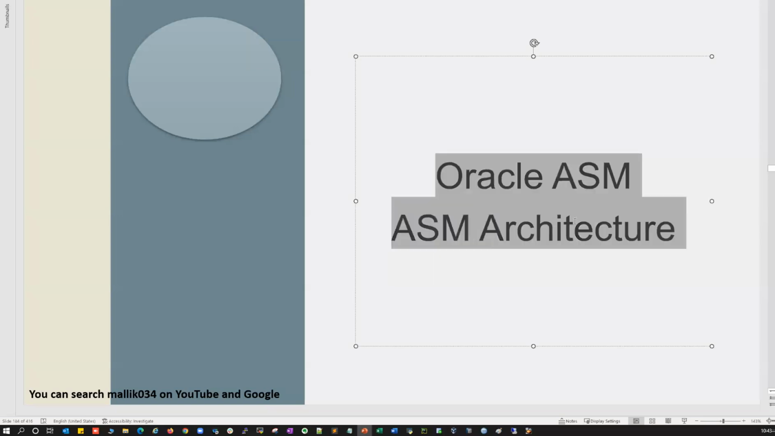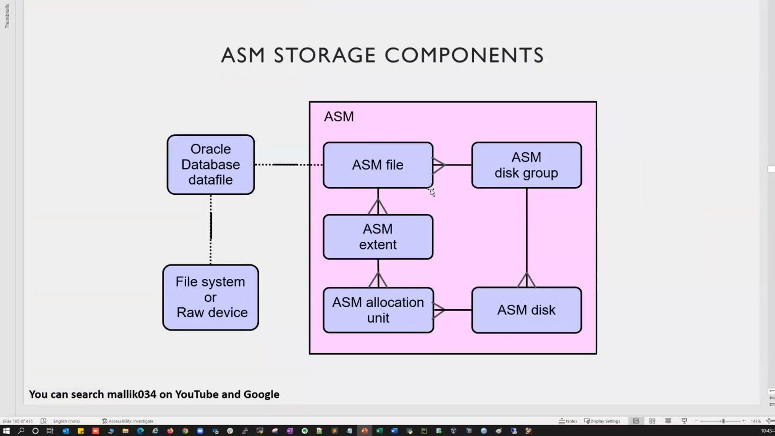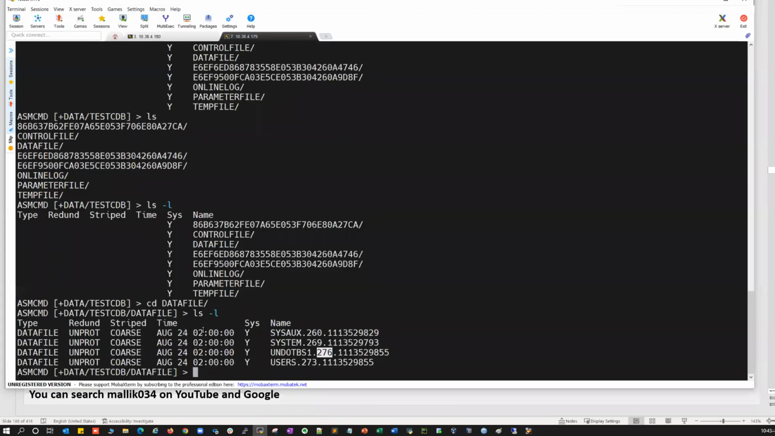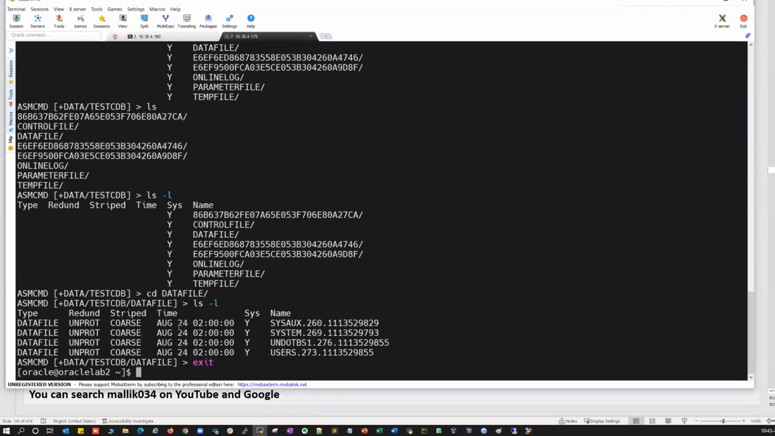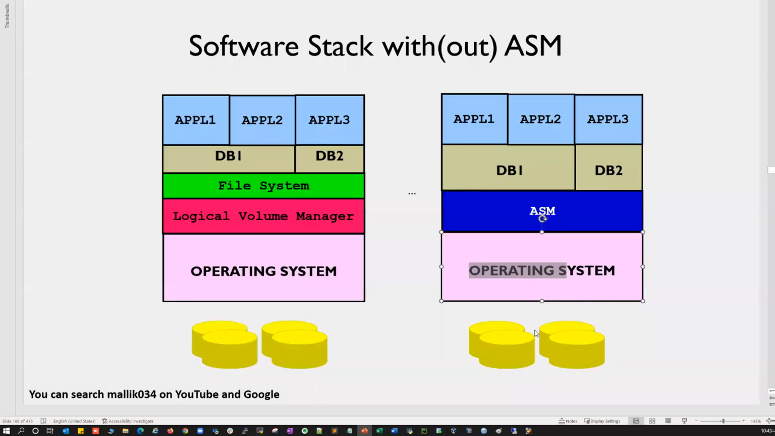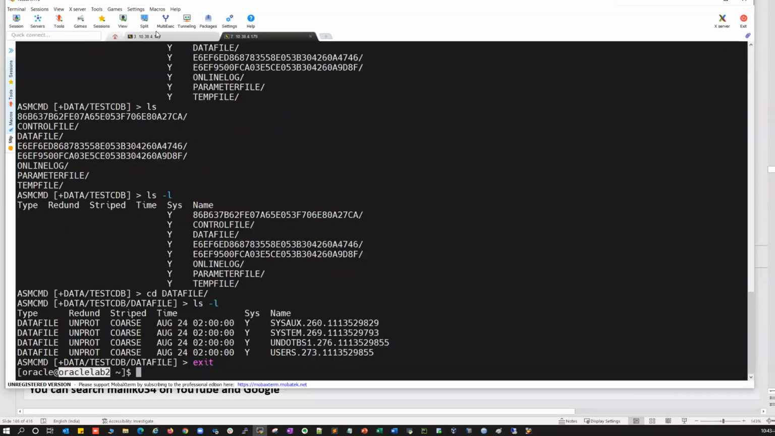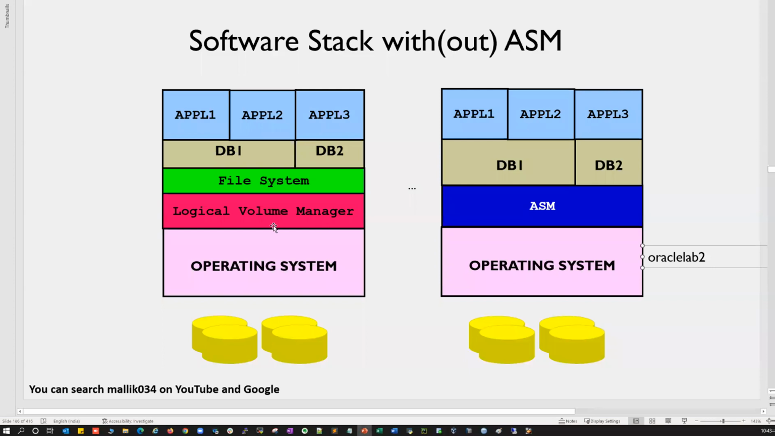When you talk about ASM architecture, you see different software stacks here. You have database one and database two, and you have the operating system here. If I correlate the operating system, this is my Oracle Lab 2, my operating system. And if I go, this is my Oracle Lab 1. I can put it here, right?